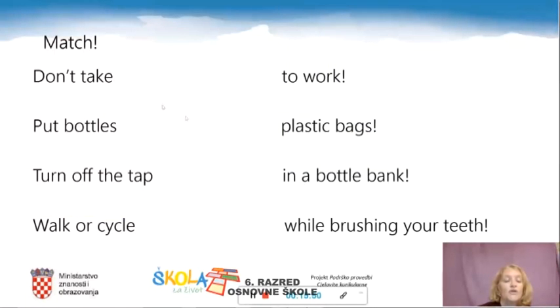And now you will try to match these parts of the sentences. And these sentences are actually messages how we should behave today.